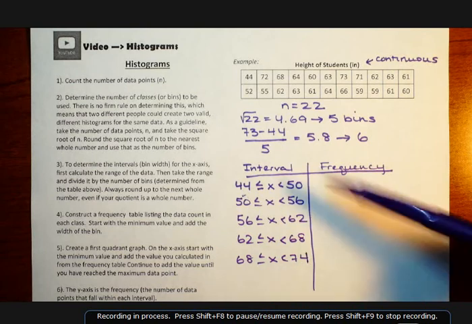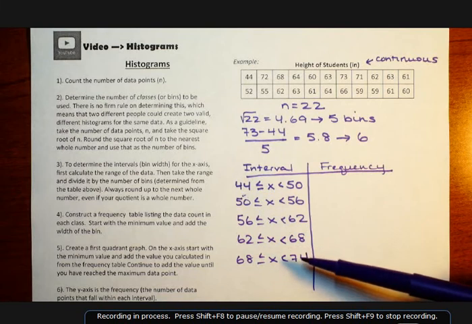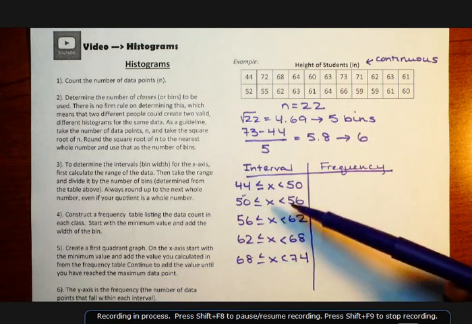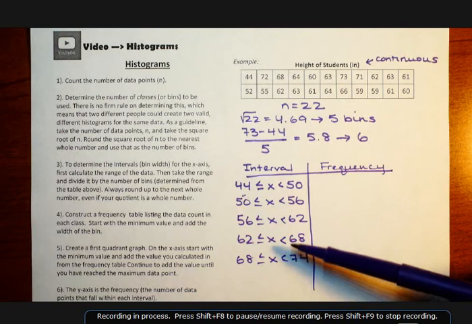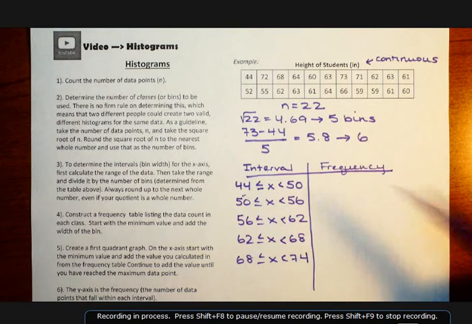So we know that our maximum value is 73, and as you can see, our last interval does include 73. And we have 1, 2, 3, 4, 5 intervals, which is going to make 5 bins. So again, it is helpful to go back and put the data in the calculator. That way you can sort it, and it'll make it easier. So I'm going to do that right now.